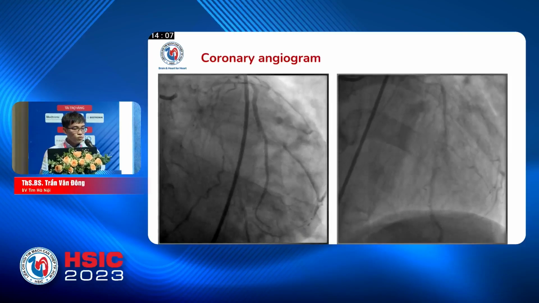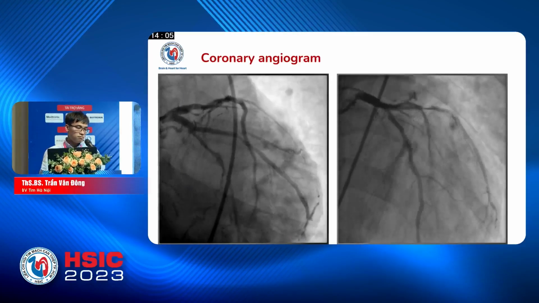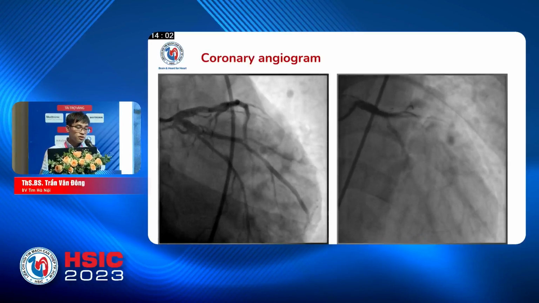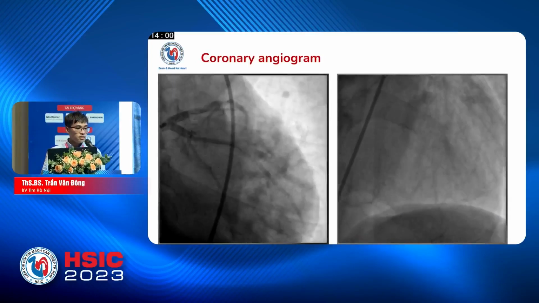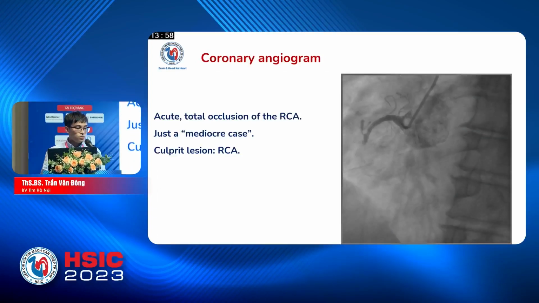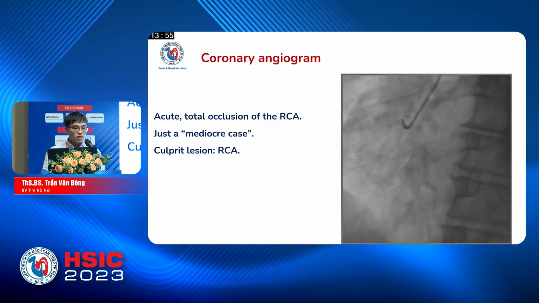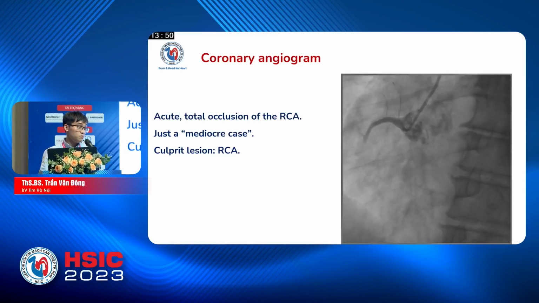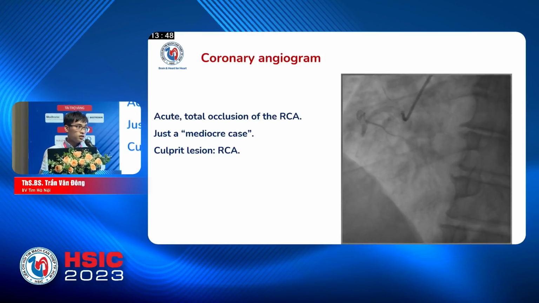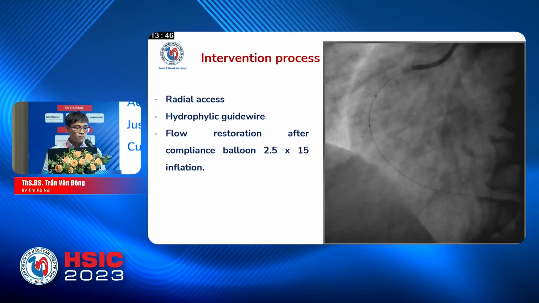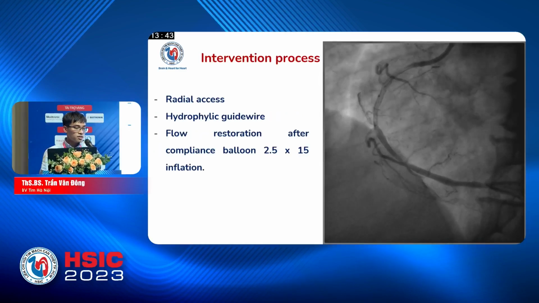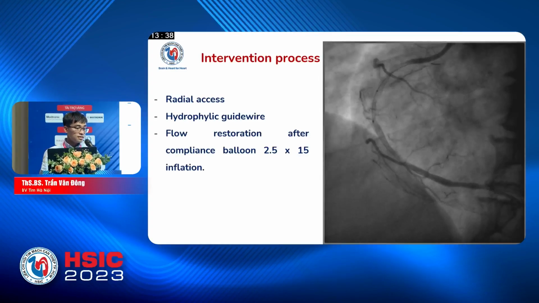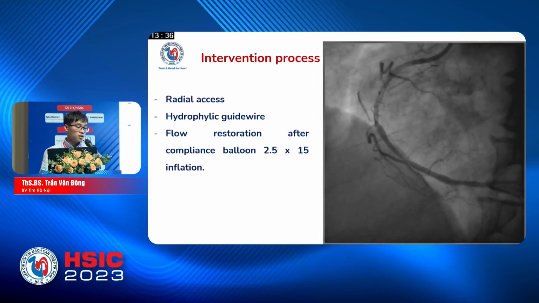On angiogram, we can see that the patient has a mild to severe stenosis at the proximal of the LAD and an acute total occlusion of the RCA. So the culprit lesion here is the RCA, and it is just a mediocre case. We decided to revascularize the RCA. Using radial access and a hydrophilic guide wire, the flow was easily restored after inflating a balloon to 2.5.